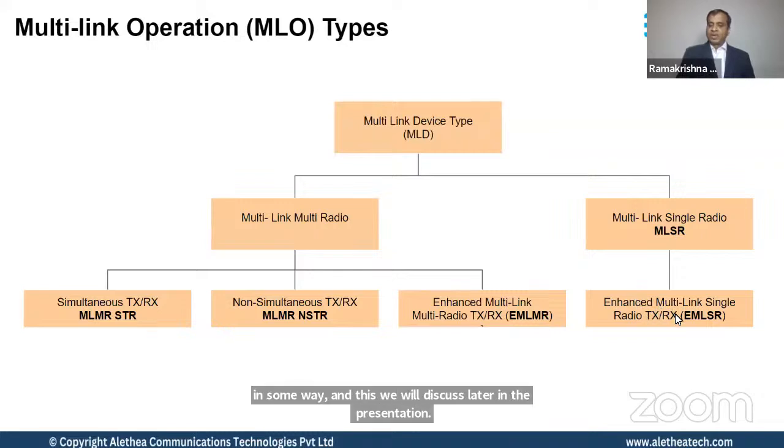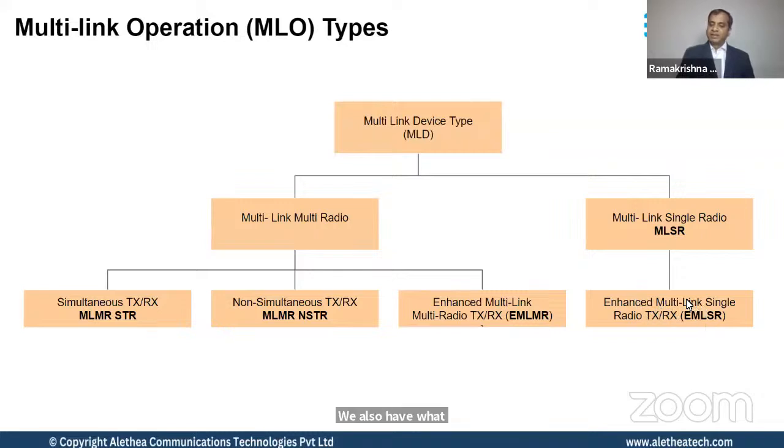We also have what is called EMLSR. This is an important addition into the spec. Again, the word enhanced here implies that even though it is a single radio, it exploits the transmit diversity to receive control frames on the other antenna. This makes it work well in some scenarios and helps to achieve lower latency. Hence this new type EMLSR was introduced in the specification. We would now discuss each of them in a little more detail, the theory part, what it is supposed to do.